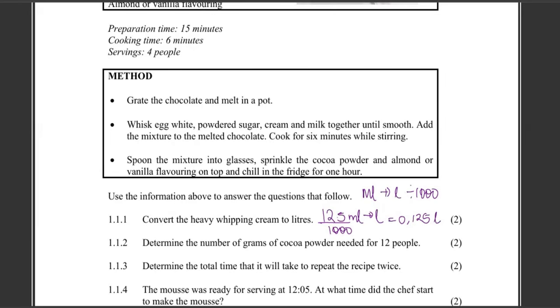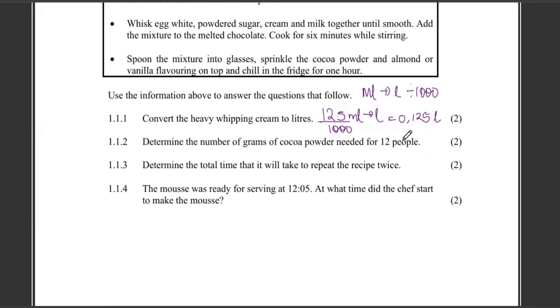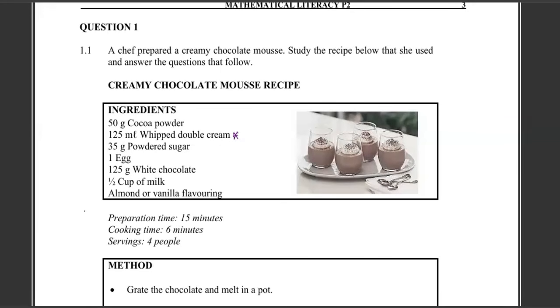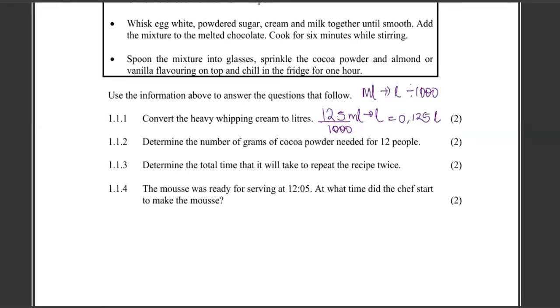Determine the number of grams of chocolate powder needed for 12 people. When we check on the recipe here, this serves 4 people. And how many grams do we need for chocolate? There are 50 for 4 people. What about 12? So we shall ask ourselves, 12 divided by 4 times 50, which will give us 150 grams.